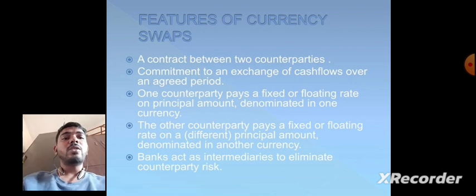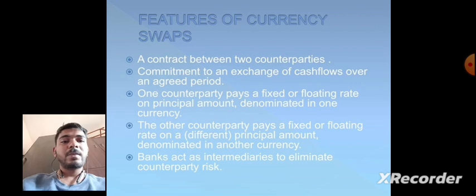A contract between two counterparties, with a commitment to an exchange of cash flows over an agreed period. One counterparty pays a fixed or floating rate on a principal amount denominated in one currency. The other counterparty pays a fixed or floating rate on a principal amount denominated in the other country's currency. Banks act as intermediaries to eliminate counterparty risk.